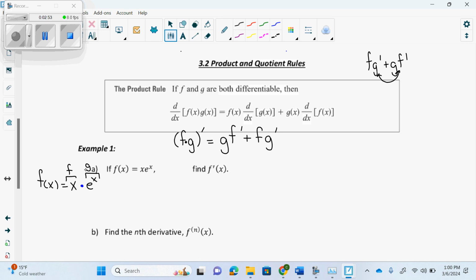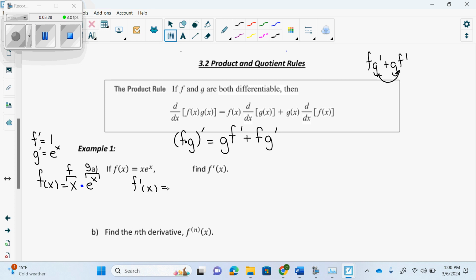For the formula, I need a g, I need an f, I need an f prime, and a g prime. What is f prime of x? What's the derivative of x? 1. What's the derivative of e to the x? We just talked about this a lot. e to the x. So now I have f, I have g, I have f prime and g prime, right? And I need those four things to fill in the product rule formula.